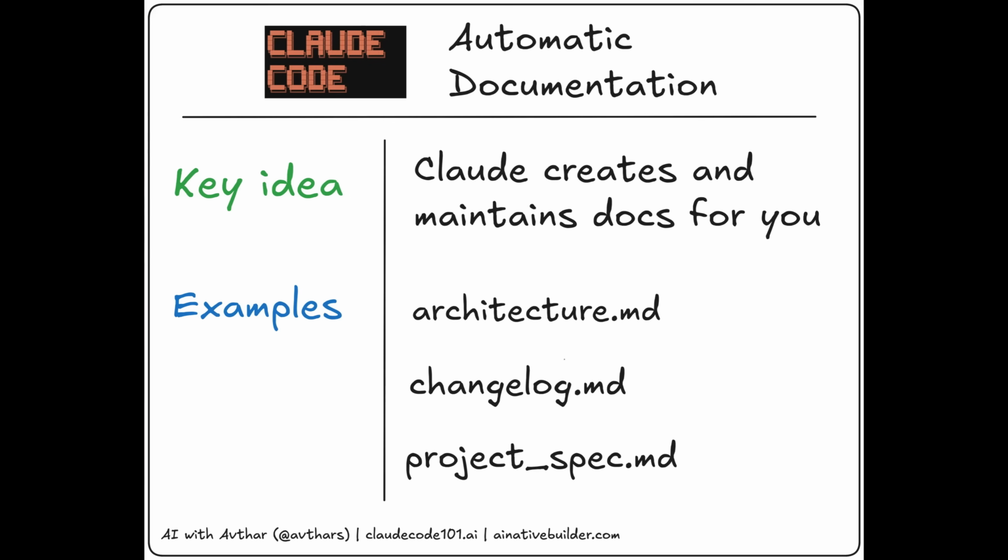Next up, let's talk about documentation. Tip 39 is to automatically document your project with Claude. Have Claude create and maintain documentation for your project. Here are the docs that I usually ask Claude to create and automatically update for every project. First up is the architecture.md file for how the system works. Then changelog.md for what changed and when. And finally, a project-spec.md as a living spec.